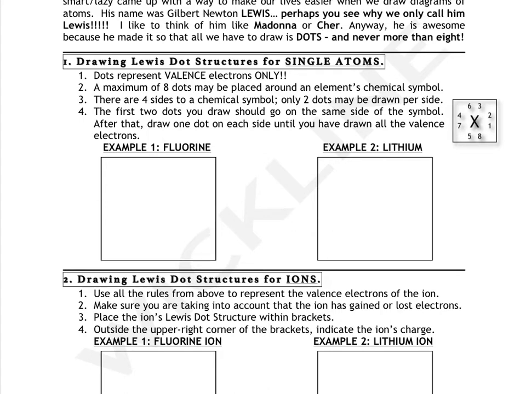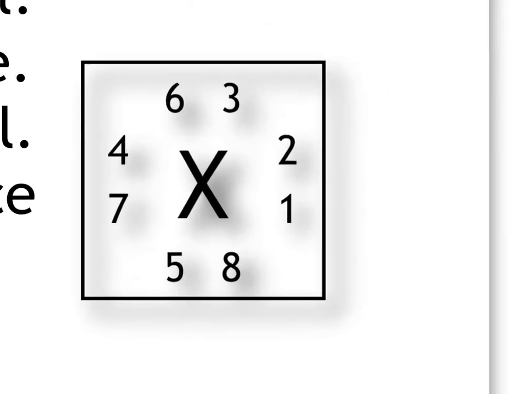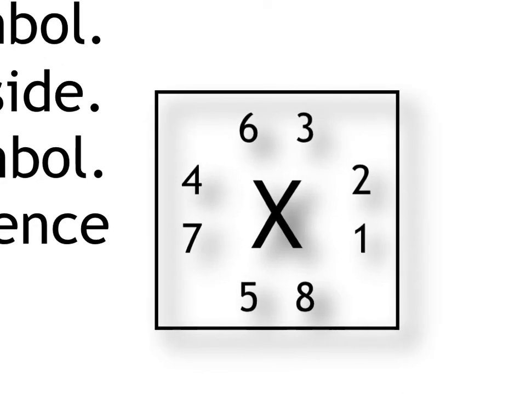You may not put more than 8 dots around any element symbol. And the reason for that is that there are no more than 8 electrons in a valence shell. Only 2 dots may be drawn per side. So if you say that the element has 4 sides, and 8 dots maximum, 2 per side, 4 sides, then you're really imagining something like this, where you have an element in the middle. I just chose an X to represent any element, and you have 4 sides, so 1, 2, 3, and 4, and you have 2 electrons per side.